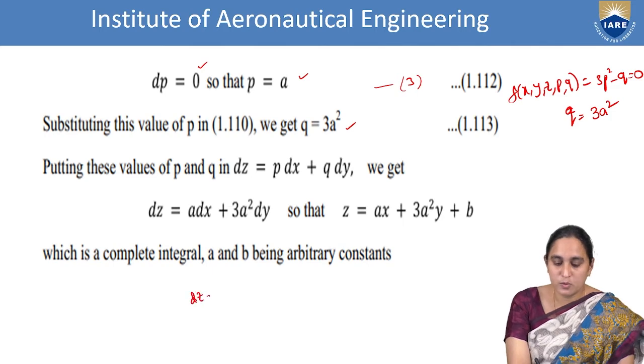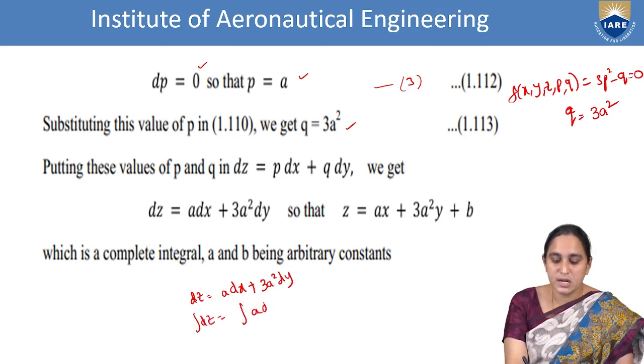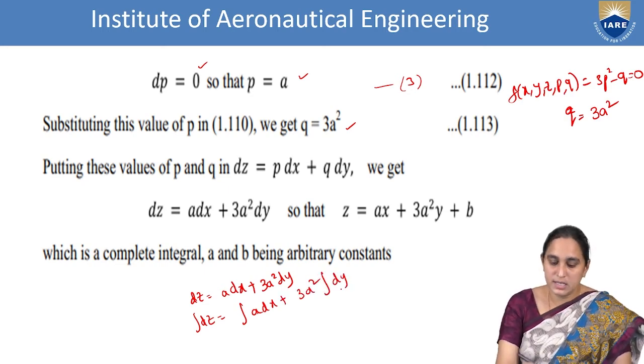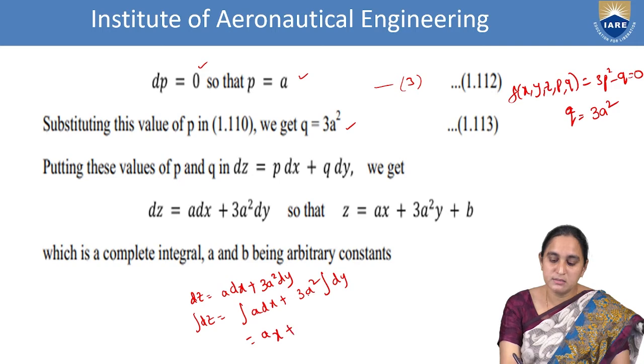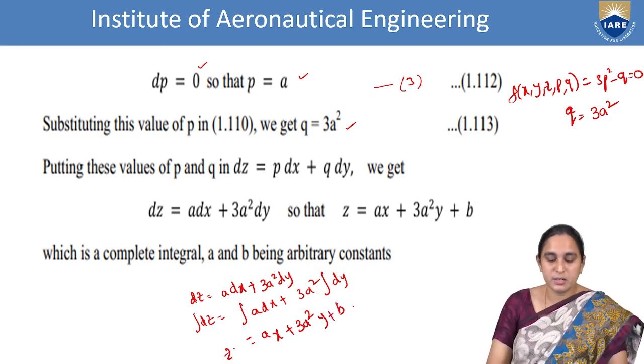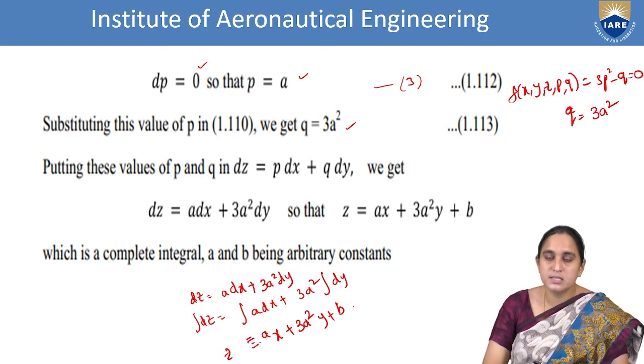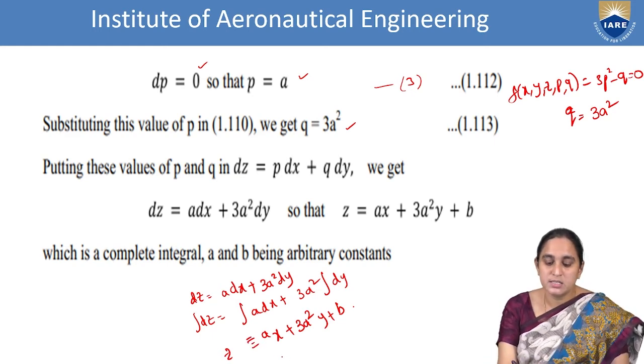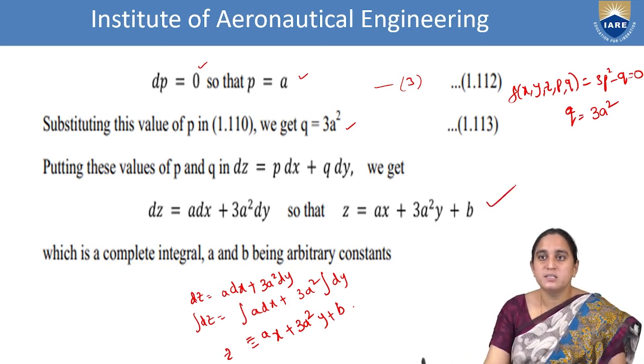Here dz is equal to a into dx plus 3a square into dy. Integrating on both sides, a is taken outside, the integration of dx is x, plus 3a square into the integration of dy as y, plus the constant b. Therefore, by Charpit's method, the complete integral or general solution is z is equal to ax plus 3a square y plus b. Okay, this is the first question's answer.